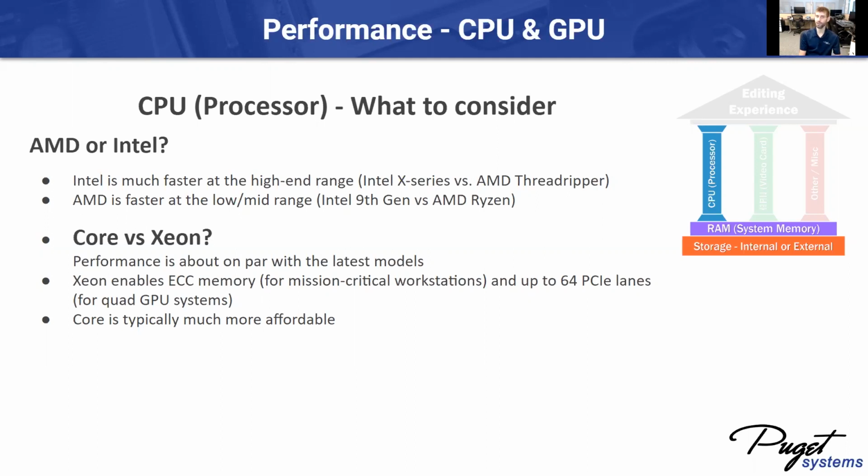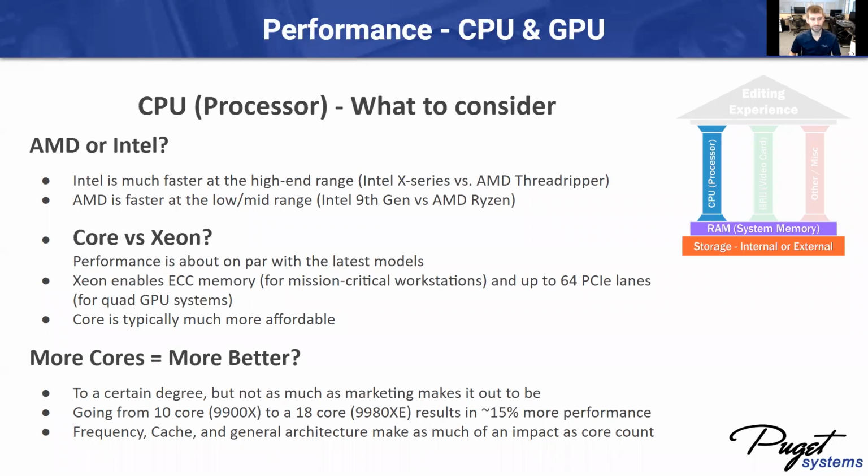Resolve, because if you are getting up into 3 or especially 4 GPUs, each video card really ideally wants 16 lanes. So 64 divided by 16 allows for 4 full-speed GPUs. That can be very important if you're looking for a very, very high-end Resolve workstation. But like I talked about, price, Core is typically a lot more affordable, so you're going to be getting a lot more performance per your dollar by going with the Core line.